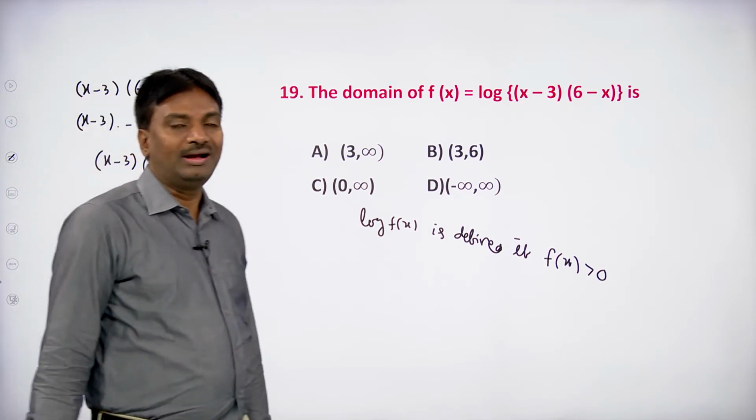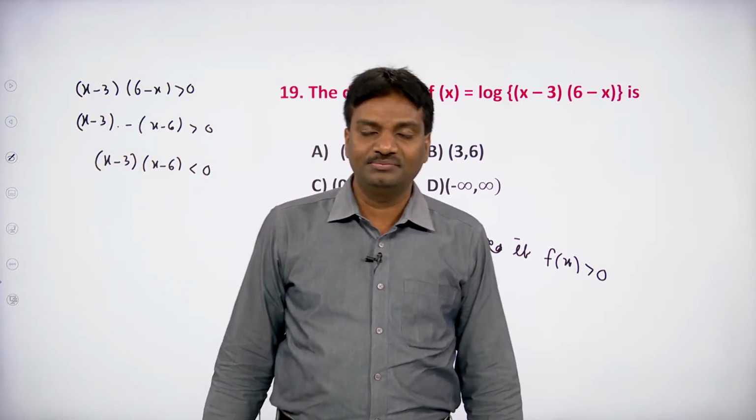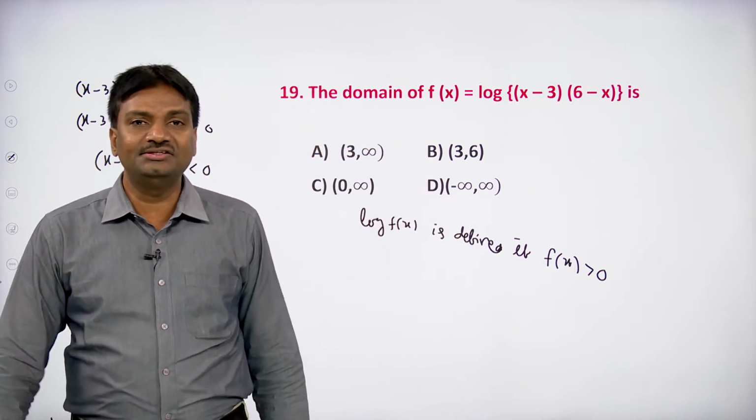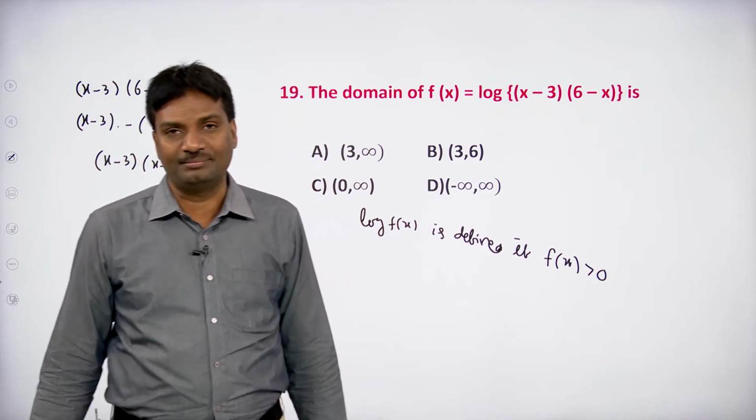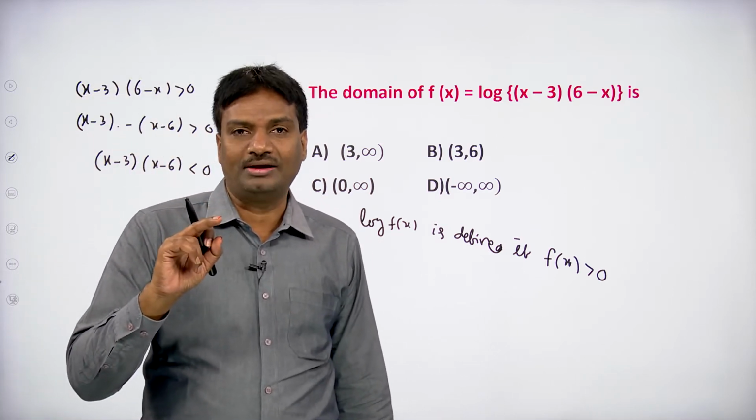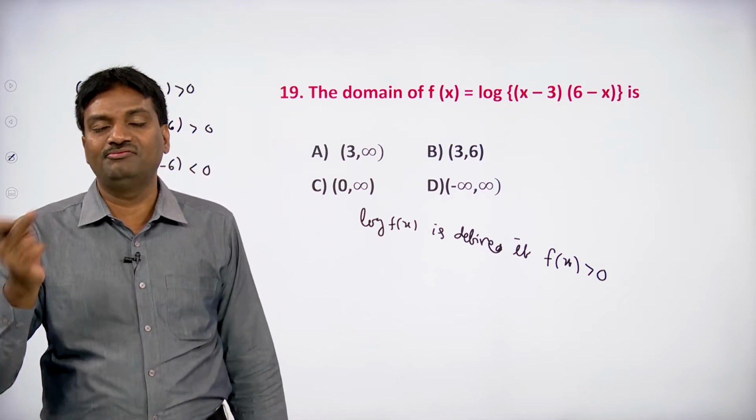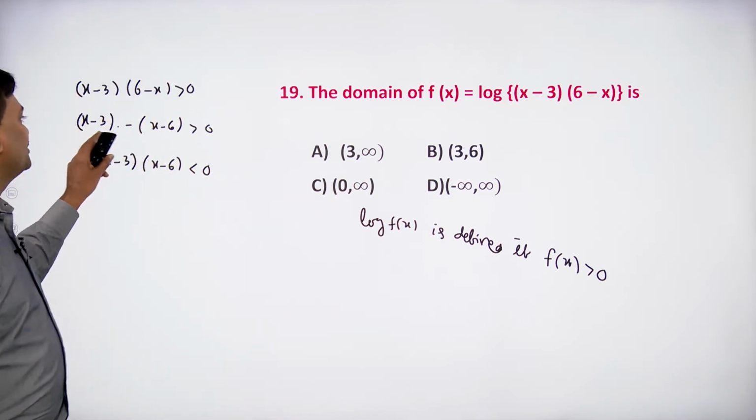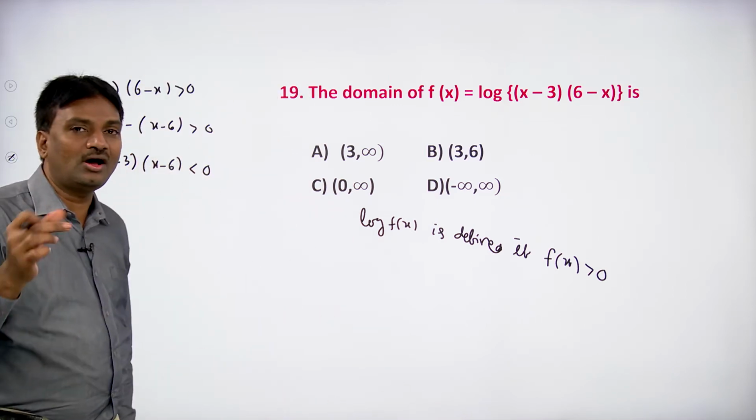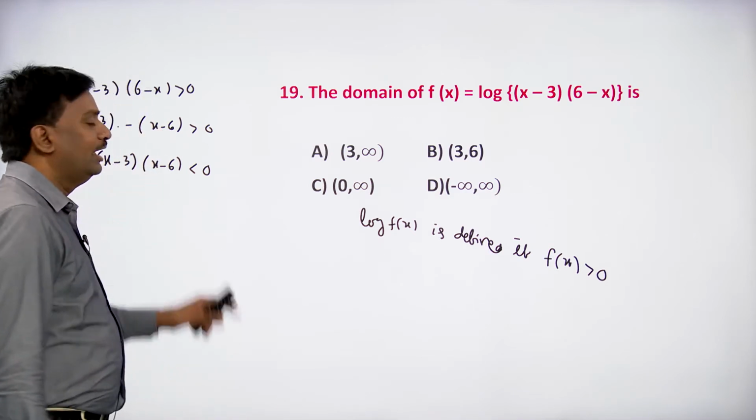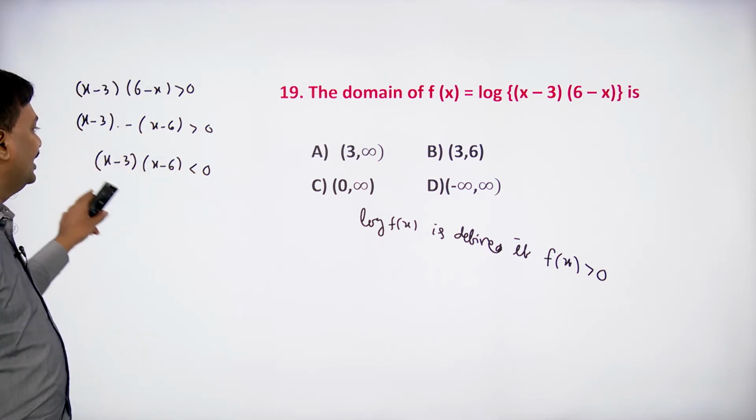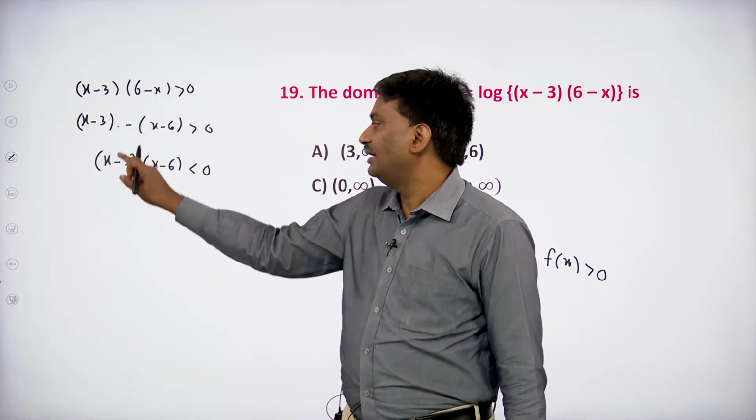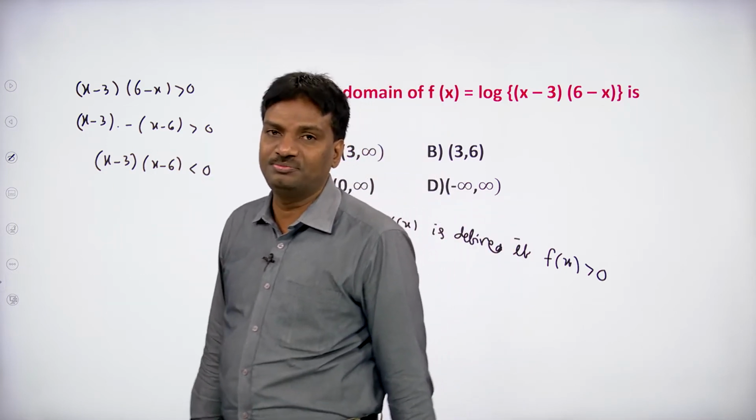By multiplying on both sides by minus 1, we will get (x minus 3) into (x minus 6) less than 0. When multiplying by minus 1, if less than is there, it changes to greater than, and if greater than is there, it changes to less than. Because minus 1 is greater than minus 2, but if you multiply both sides by minus 1, minus 1 becomes less than 2. So here also we get (x minus 3) into (x minus 6) less than 0. Again this is in the form of (x minus alpha) into (x minus beta) less than 0.